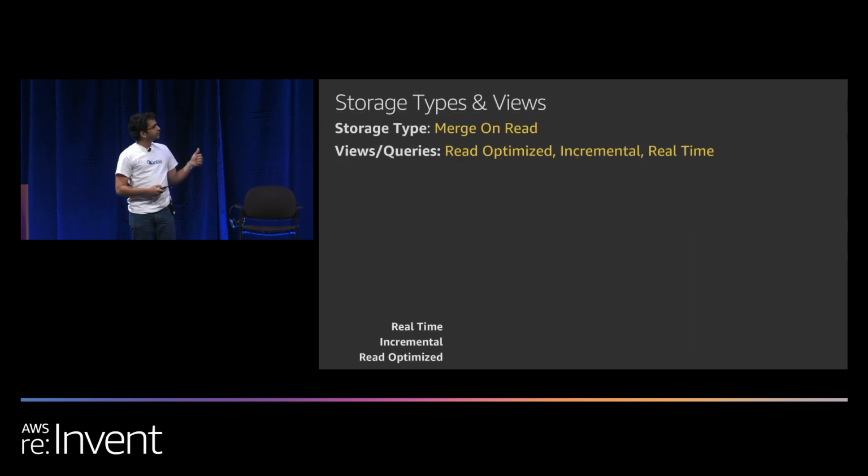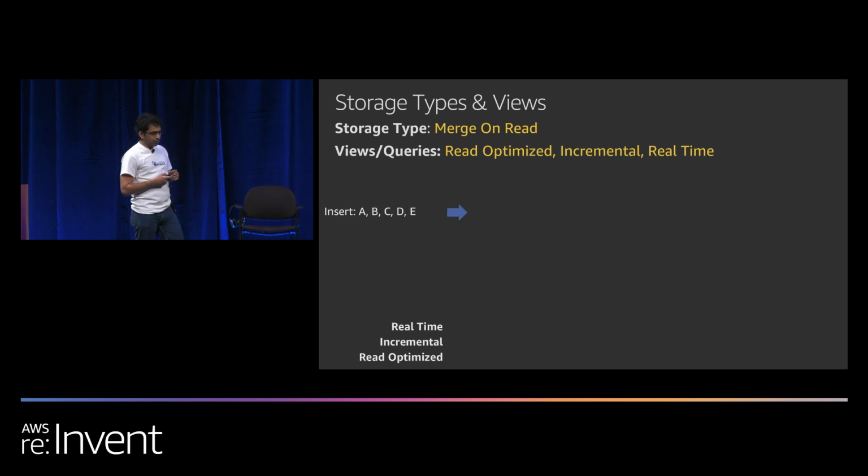So now let's go on to merge on read. This is a much more advanced and a kind of flexible storage type which has more moving parts. You can do compaction synchronously, asynchronously. It is far more advanced. And let's see how that behaves.